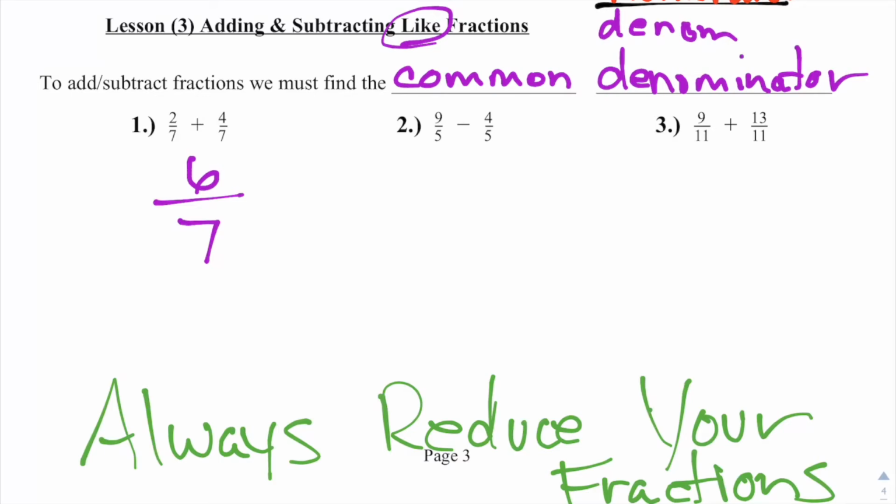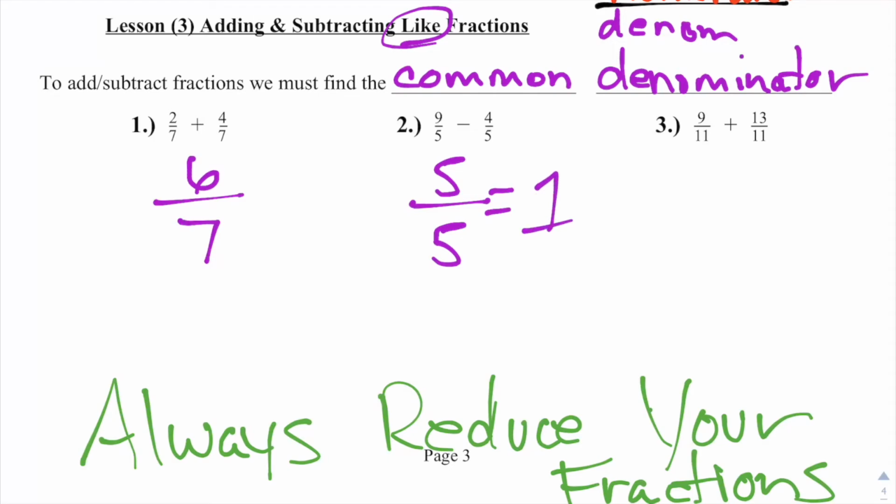Here in number 2, we have a subtraction, which is fine. And we have fifths as our denominator. So our denominator is not going to change. And now we just simply do 9 minus 4. Well, 9 minus 4 is 5. And here we have a fraction that has 5 over 5, which reduces and is equal to just 1.